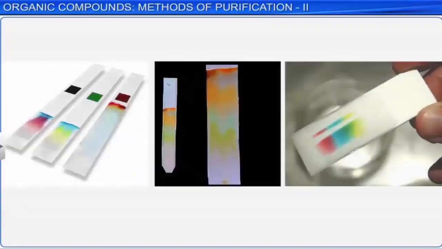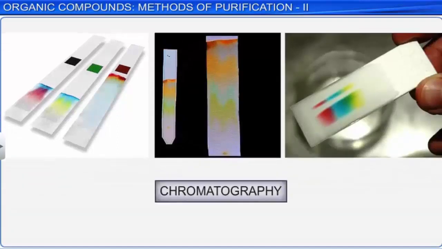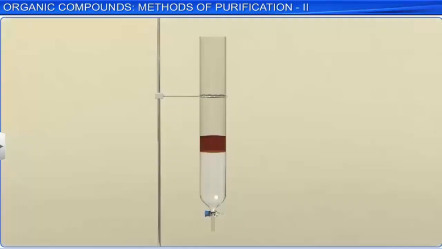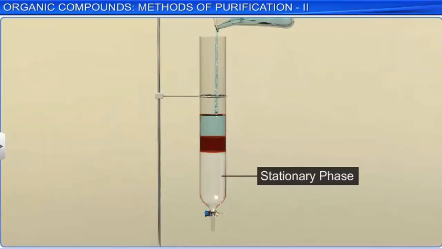Another important method of identifying, separating, and purifying compounds of a mixture is chromatography. The name chromatography is derived from the Greek word chroma, which means color, and graphein, which means to write. The principle behind this technique is the differential adsorption of various components of a mixture over a fixed or removable phase called the stationary phase under the influence of a moving phase called the mobile phase.